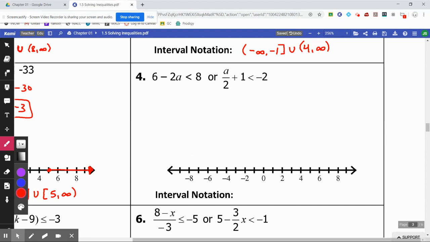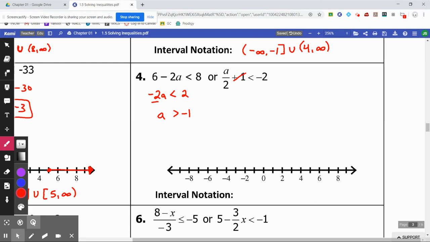Number 4, move the 6 first. You're left with negative 2a is less than... To move 6, we're going to subtract it. You're left with 2. Since you're dividing by negative 2 to get rid of this negative 2, you're going to flip your symbol over and you have a is greater than negative 1.